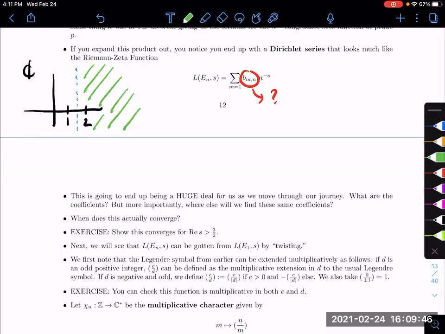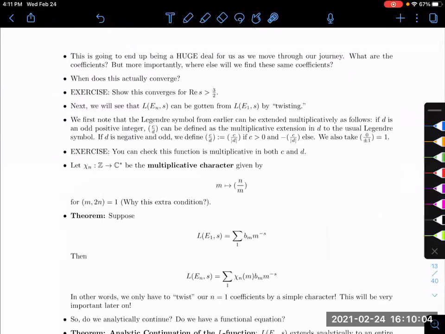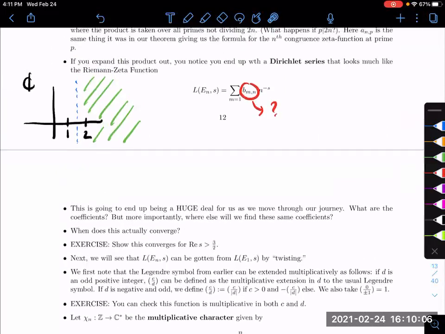Kind of like how the Riemann zeta function was only defined for real part of s bigger than 1. But remember, what were we able to do with the Riemann zeta function? We were able to extend it to the whole complex plane except for just one little pole. What will happen in this case? I don't know. We'll find out soon. Very crucial observation coming up.